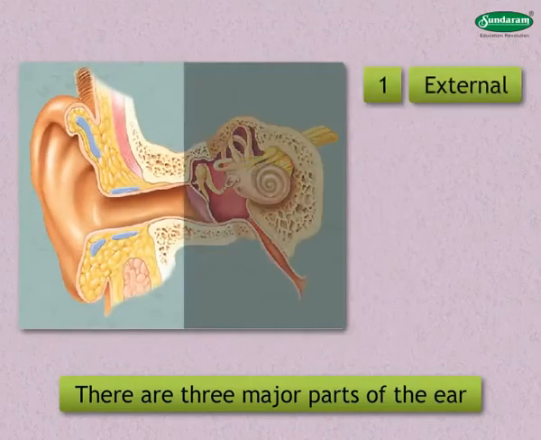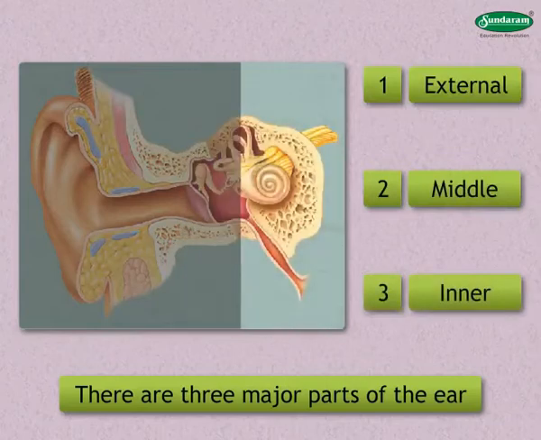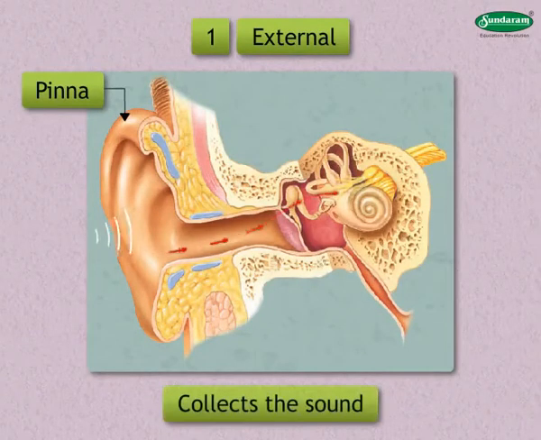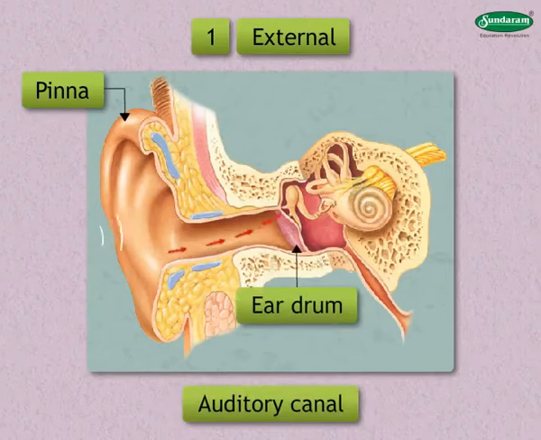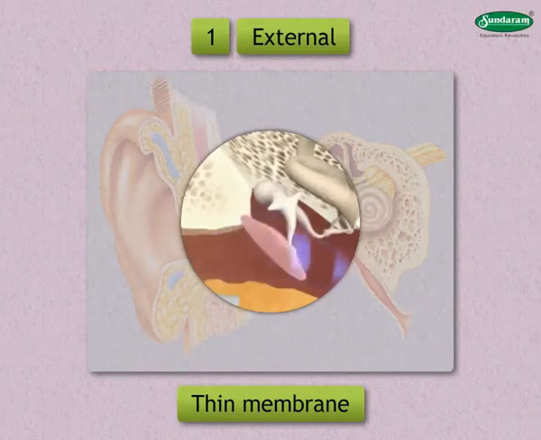1. External. 2. Middle. And 3. Inner. The external part, called the pinna, collects the sound which is carried by the auditory canal to the eardrum. The eardrum is a thin membrane. It is set into vibrations due to the sound reaching it.